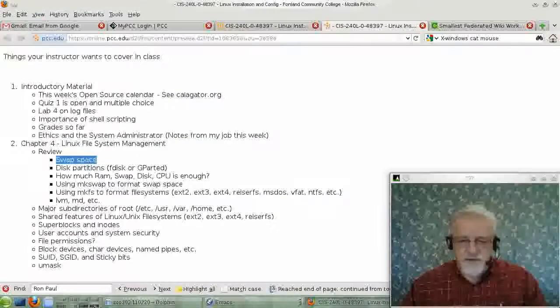And modern operating systems are pretty good about knowing where memory is that's not being used, and it gets it out onto swap space where it can sit until you do want to do something with it.